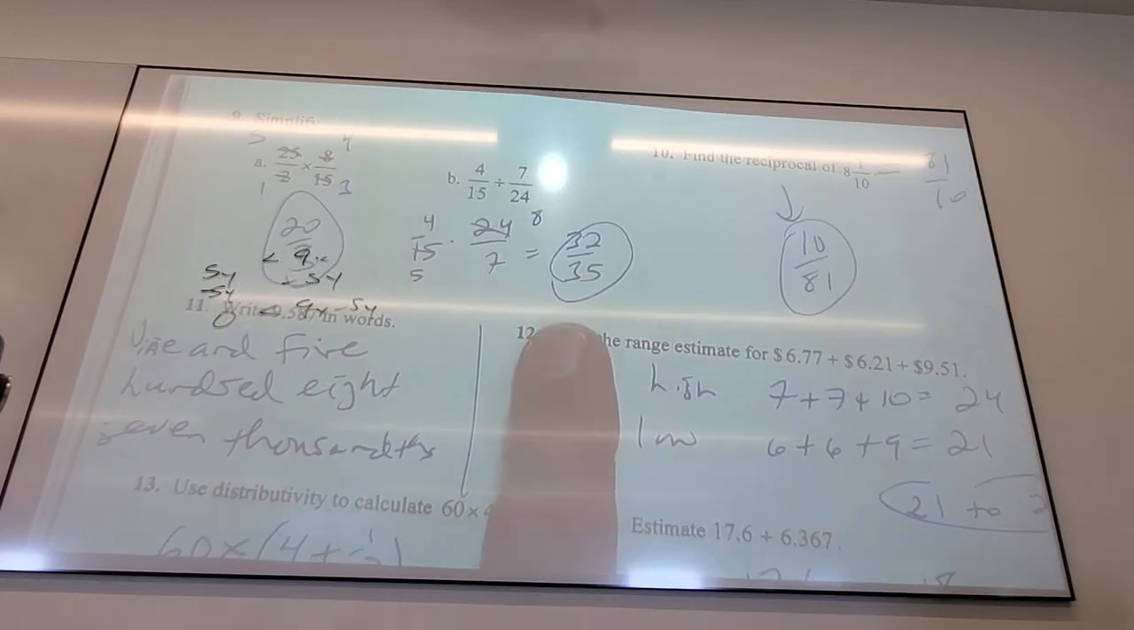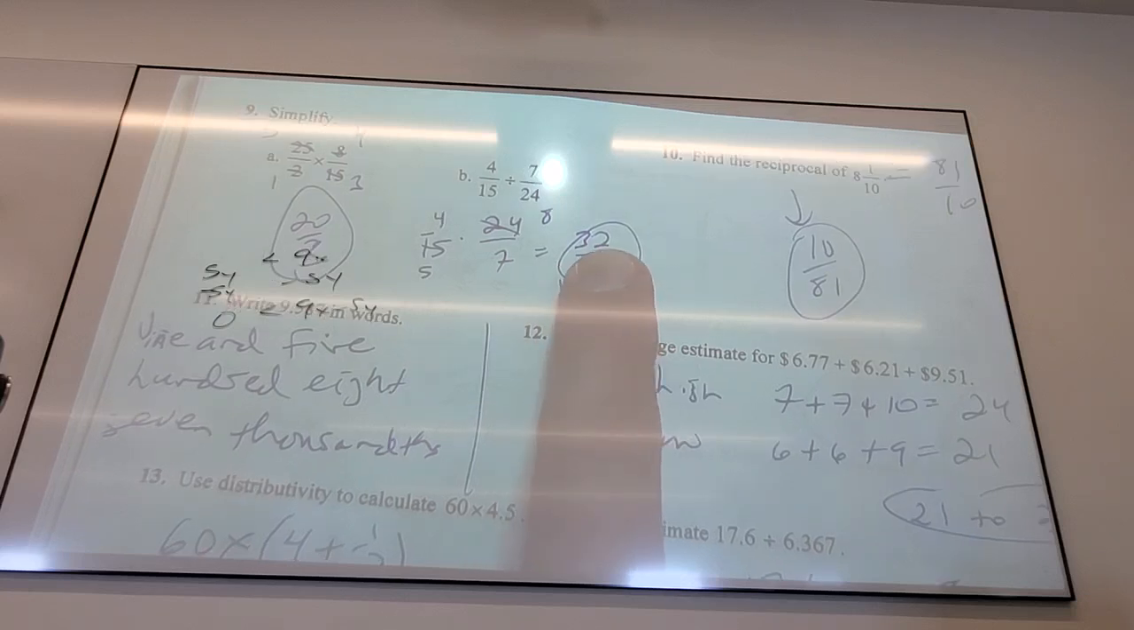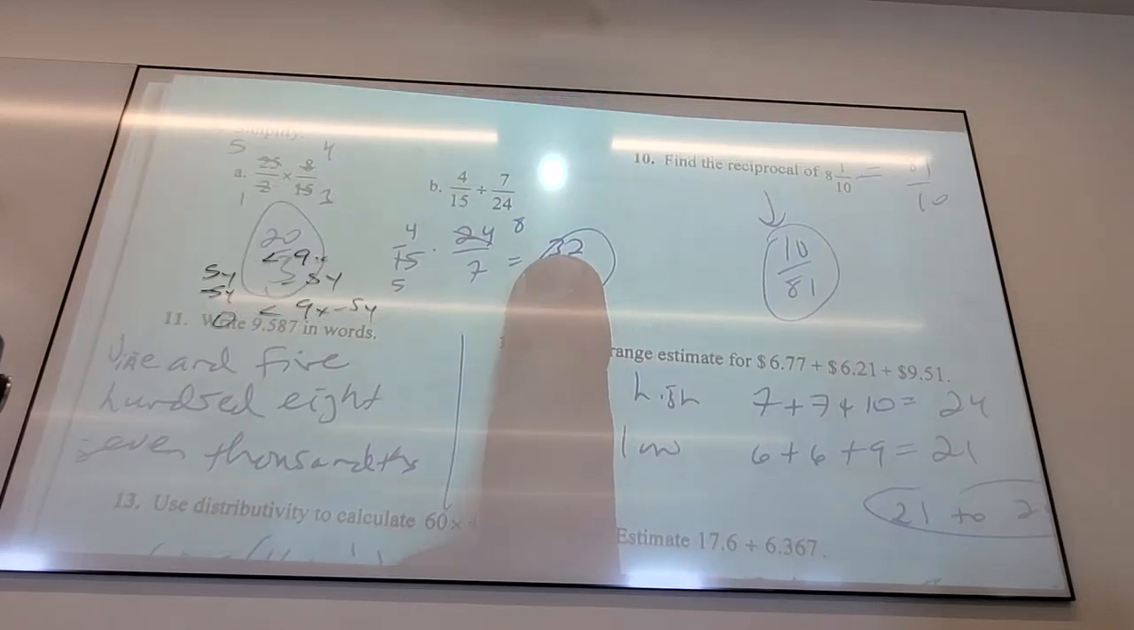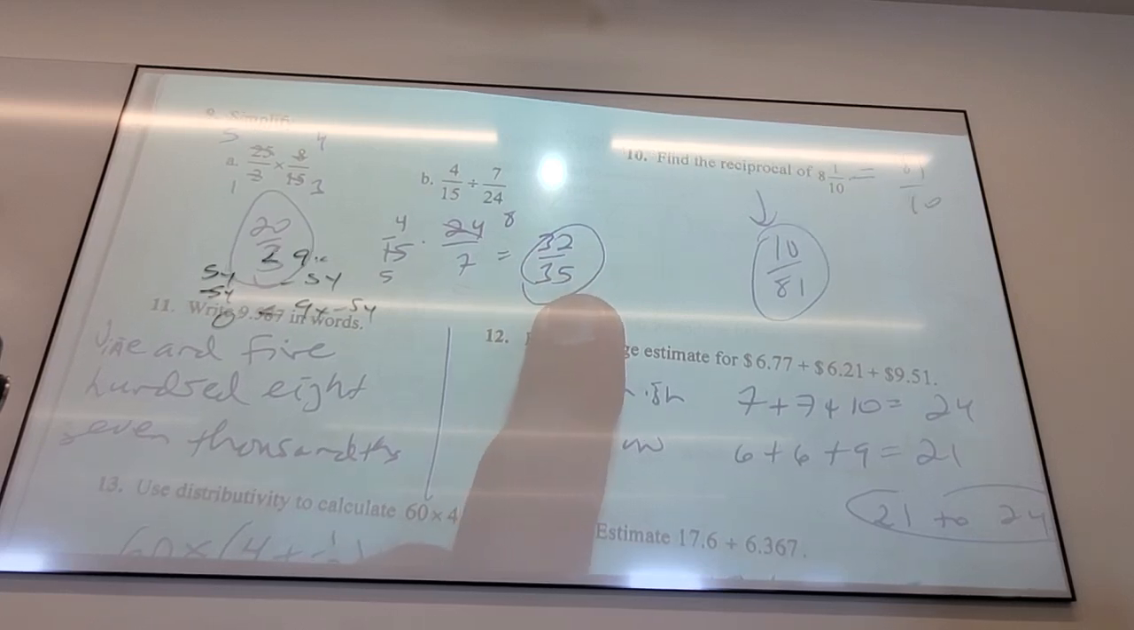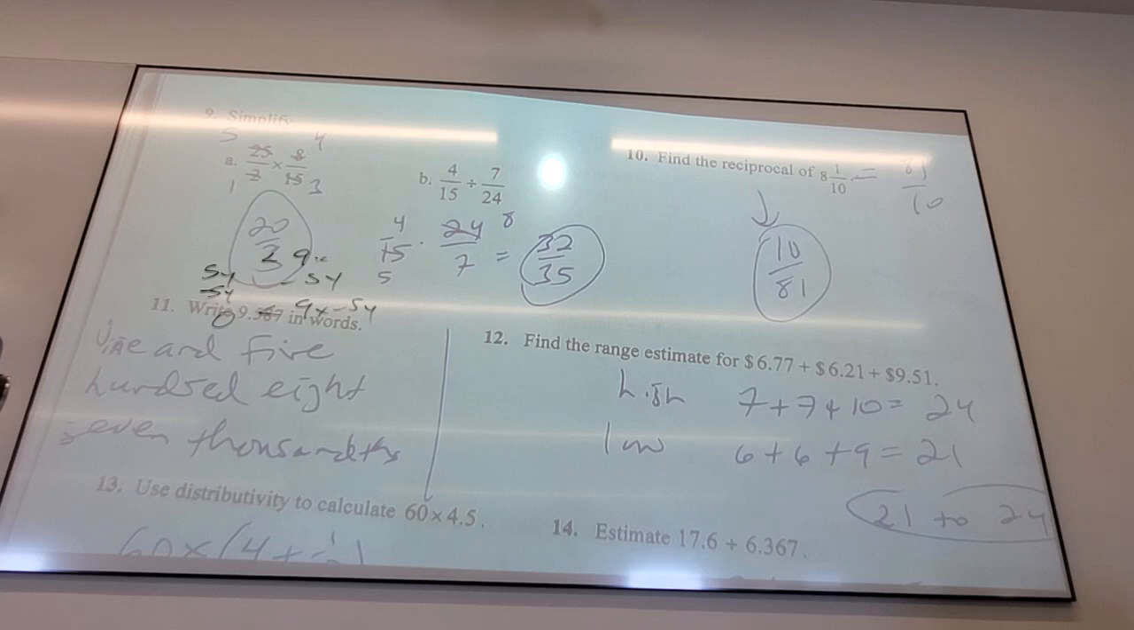Real quick, 32 over 35. It might feel like that should be reducible potentially. But they're 3 apart, so the only way it could be reducible is if 3 went into either one of them, and it doesn't, so it's not reducible. Just remember, the only way a fraction can reduce is by a factor of how different the top and the bottom are.